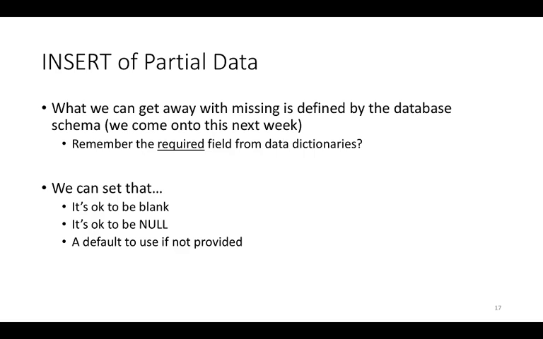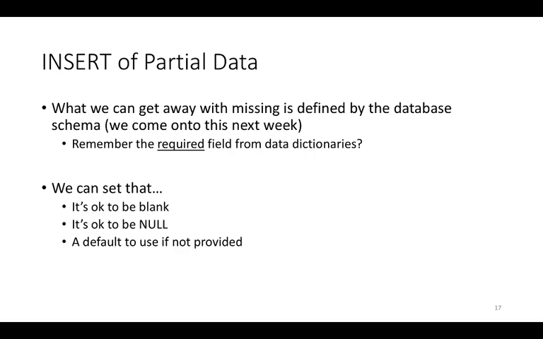So in terms of inserting partial data, what we can get away with missing is defined by the schema. We define it when we create the database. What do we need? What can we get away with? What's required? What's not required? And if a field isn't really required, we can determine what happens if it's not provided. We could say it's okay to be blank, an empty string. We can say it's okay to be null.